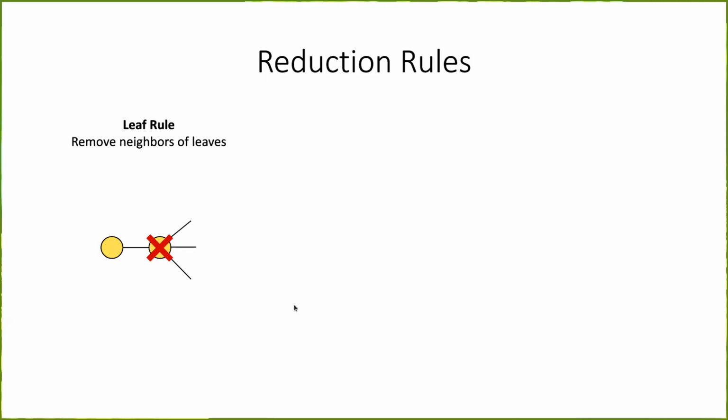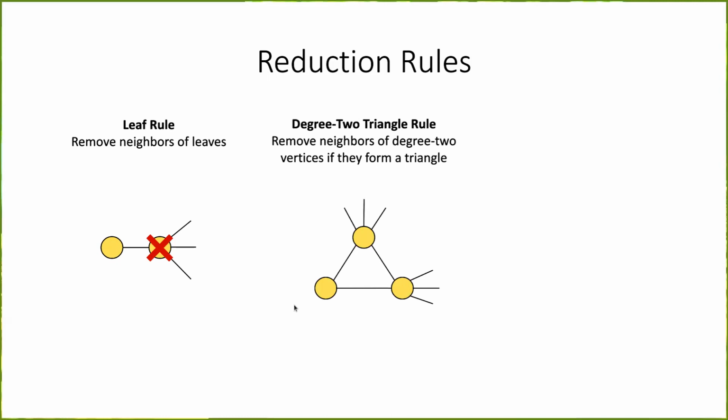The second reduction rule is the degree 2 triangle rule, which states that if we have a vertex of degree 2 and its neighbors form a triangle with it, then we can remove its neighbors because its neighbors will remove all the edges between all 3 vertices and their own edges.